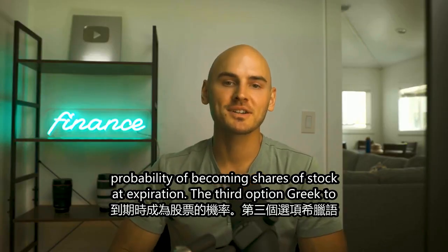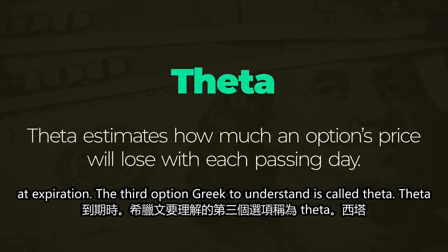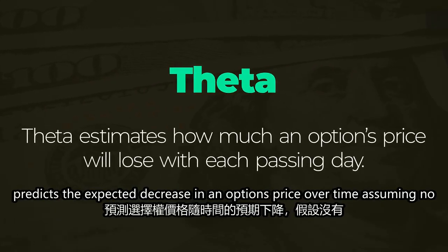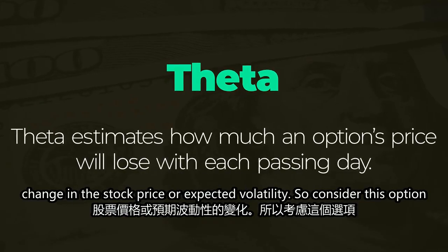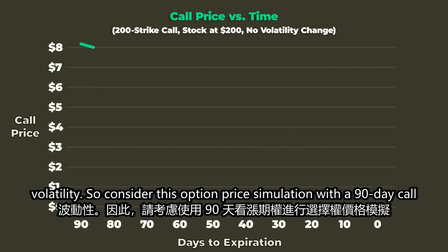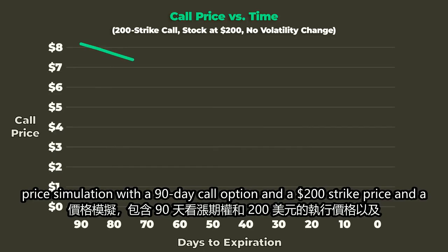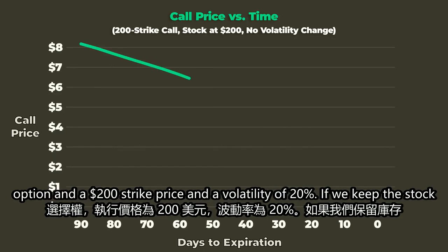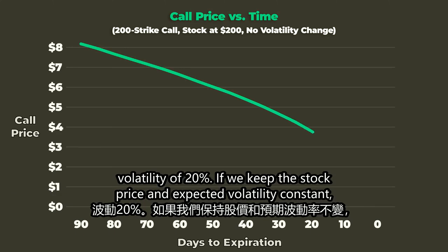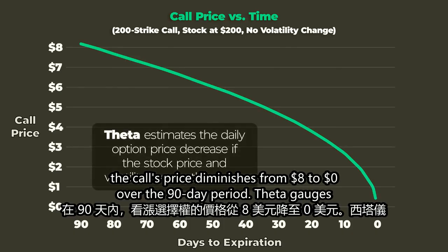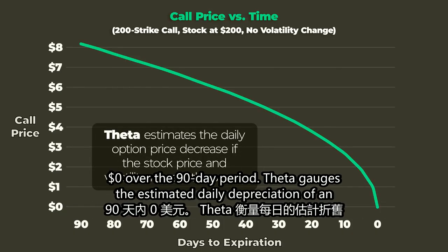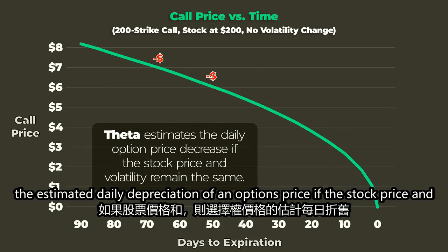The third option Greek to understand is called theta. Theta predicts the expected decrease in an option's price over time, assuming no change in the stock price or expected volatility. So consider this option price simulation with a 90-day call option and a $200 strike price and a volatility of 20%. If we keep the stock price and expected volatility constant, the call's price diminishes from $8 to $0 over the 90-day period. Theta gauges the estimated daily depreciation of an option's price if the stock price and expected volatility remain unchanged.